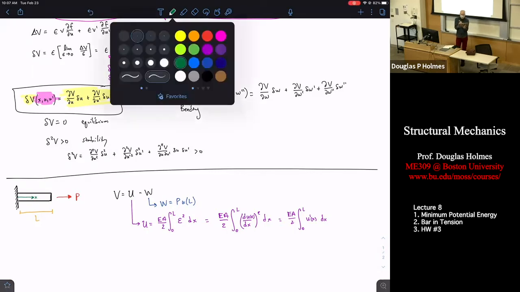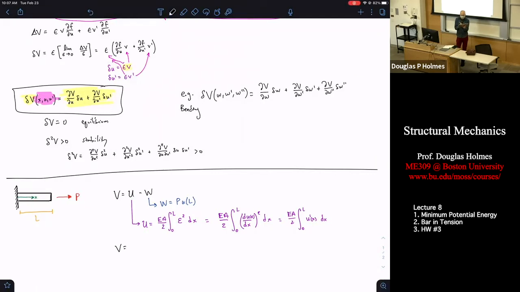So this isn't bad. Total potential energy just becomes EA over 2 times the integral from 0 to L of u prime of x squared dx, minus P times u of L. Sorry, just for a correction there, I had lost the square term in my displacement here. So this one's correct.